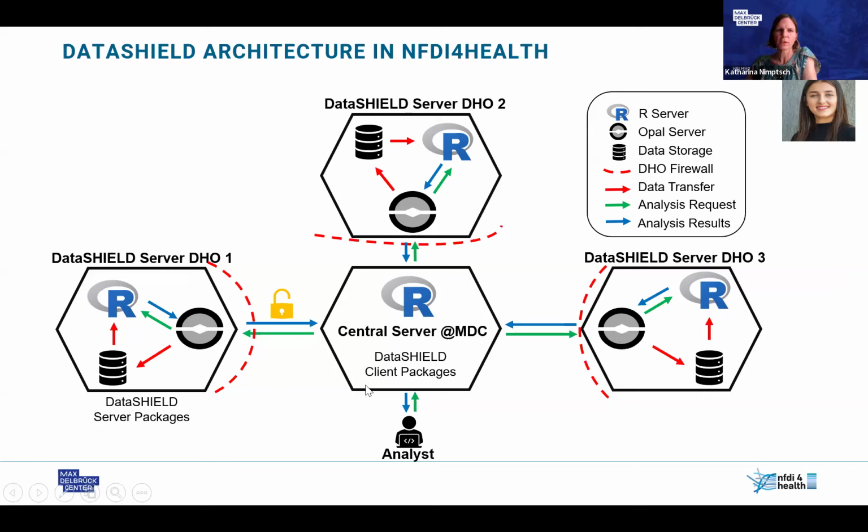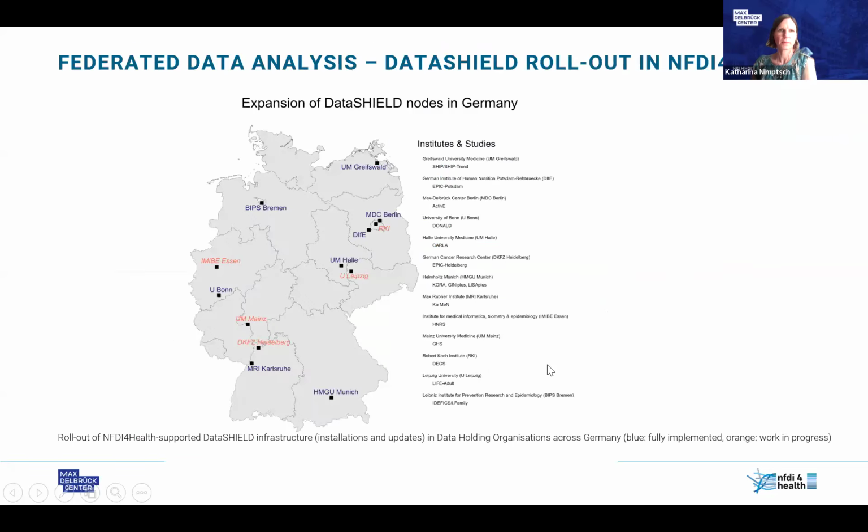is that we work with a central R server, which is hosted at MDC. So the analyst is not directly connecting to the data holding organizations via DataSHIELD, but logs onto the central R server. And then if he or she has permission to work on the data, then through the central server, he or she gets access to the datasets and then gets the analysis results back, the aggregated results. So we have so far various DataSHIELD nodes for most of the studies that are included in the pilots all over Germany.